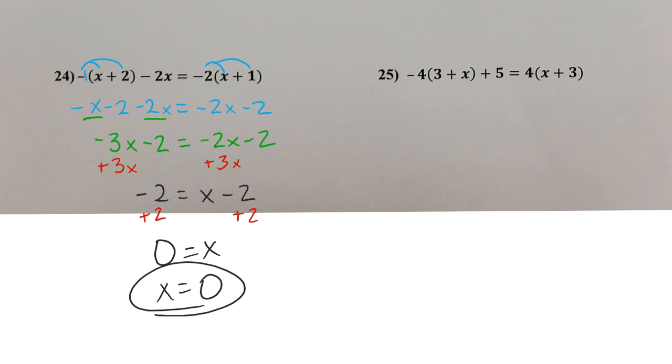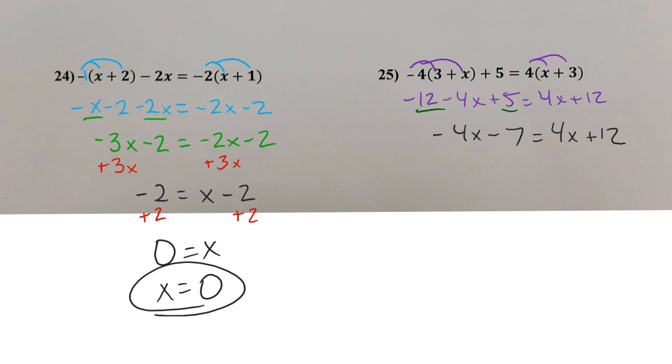Number 25, exact same concept. First thing we do is distributive property. So negative 4 is going to distribute. So I have negative 12 minus 4x plus 5 equals 4x plus 12. I'm going to combine my like terms on the left side first. So negative 12 and 5 go together. So my problem is going to become negative 4x. I just like to write my x first. Minus 7 equals 4x plus 12.